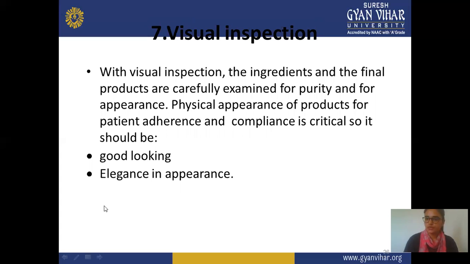Next is visual inspection. Visual inspection, as the name itself says, means that you check the formulation visually, without any equipment. In this, the ingredient and final product are carefully examined for purity or appearance, how pure your suspension is, or whether any foreign particles are present in your suspension. By visual inspection, you can easily check this.